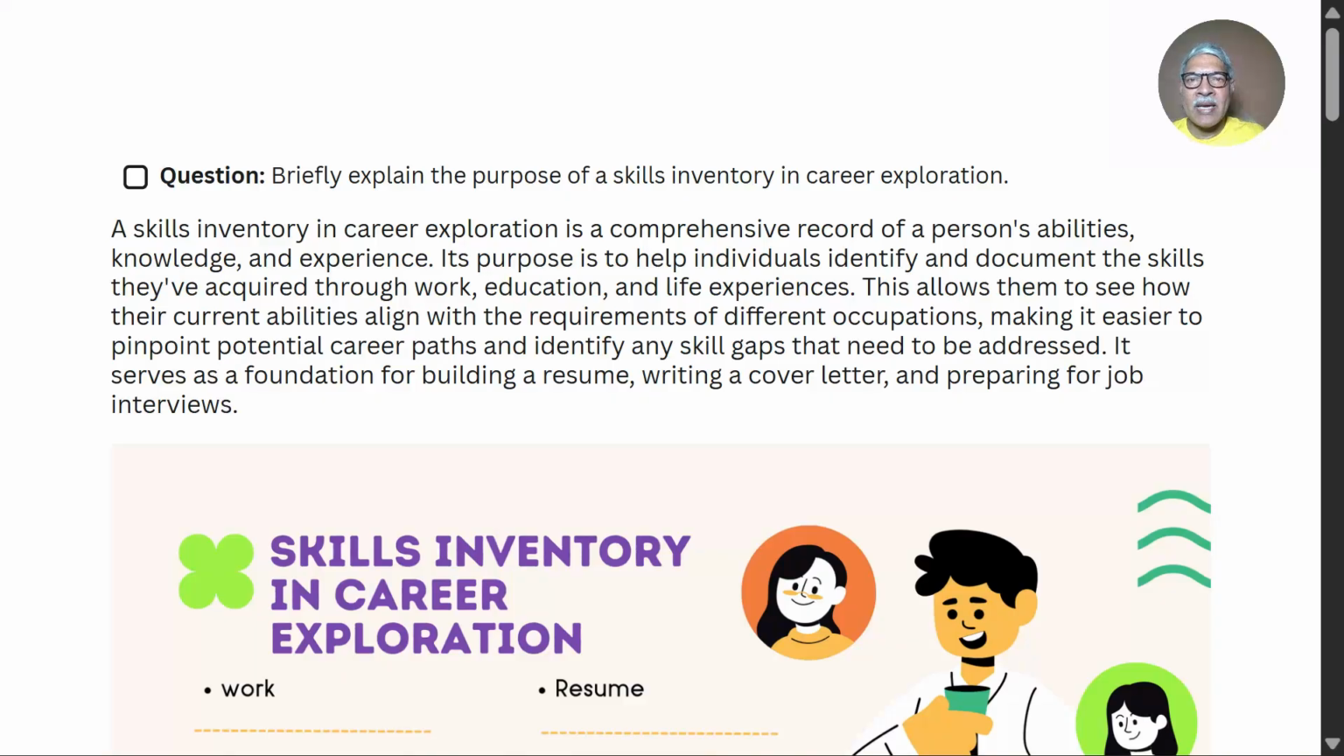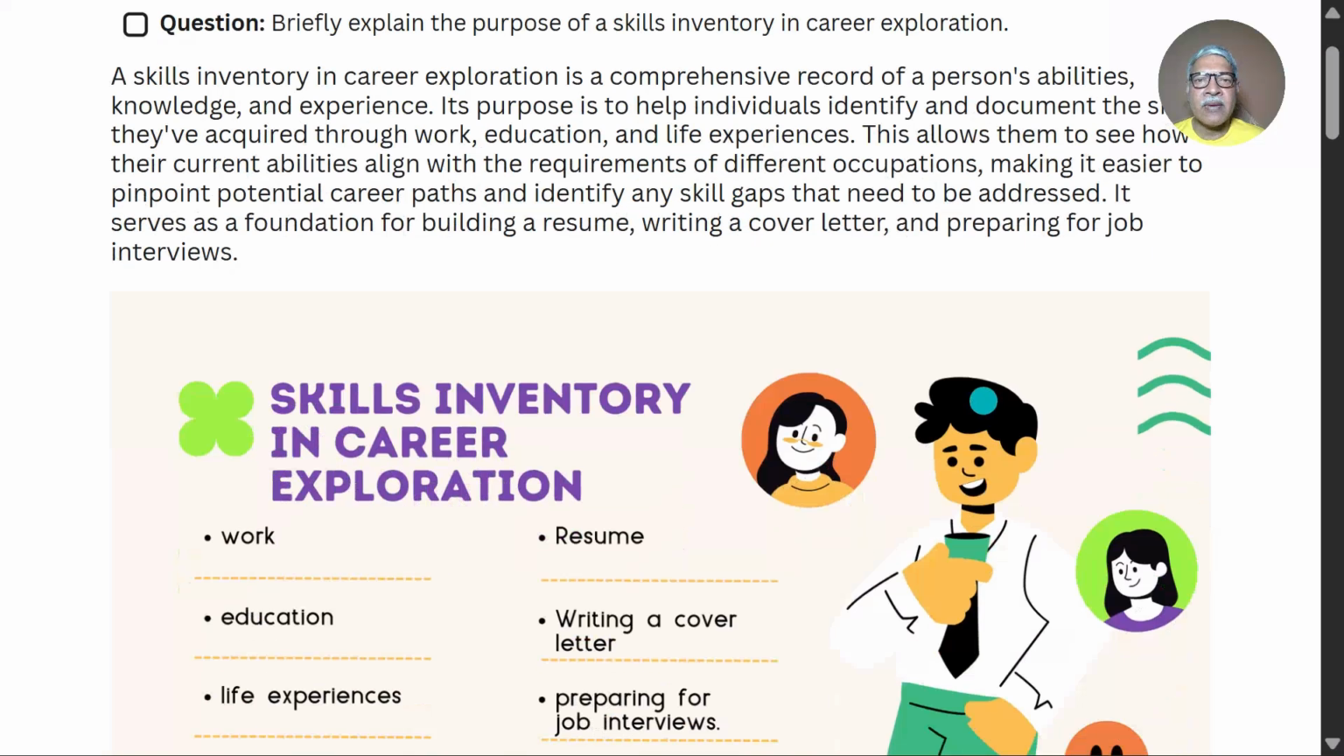Let me briefly explain to you about the purposes of a skills inventory. What is a skills inventory in career exploration? A skills inventory in career exploration is a comprehensive record of a person's abilities, knowledge, and experience. The purpose of a skills inventory is to help individuals to identify and document their skills that they have acquired through their work, their education, and their life.